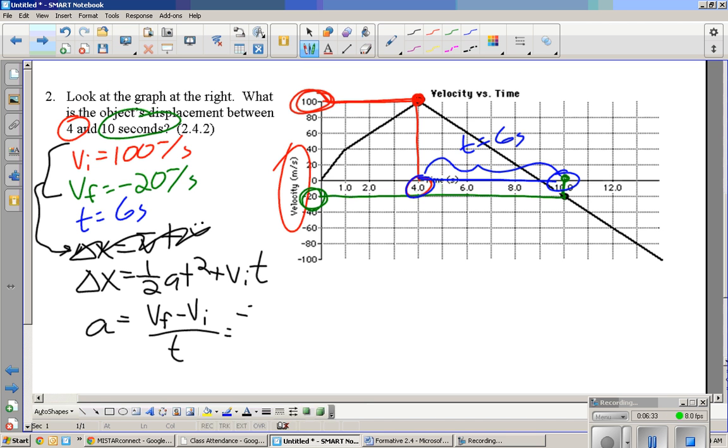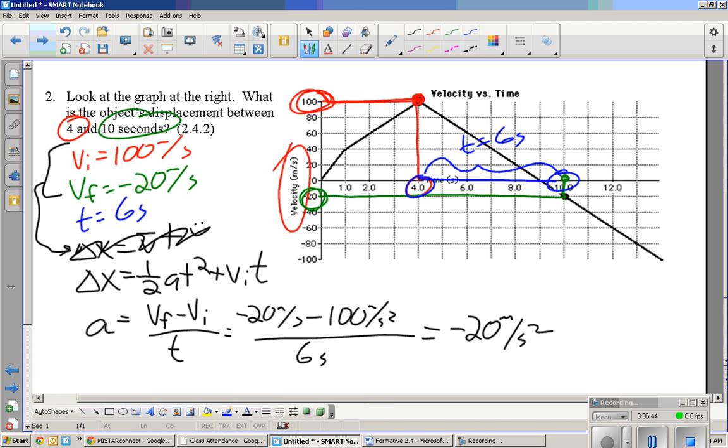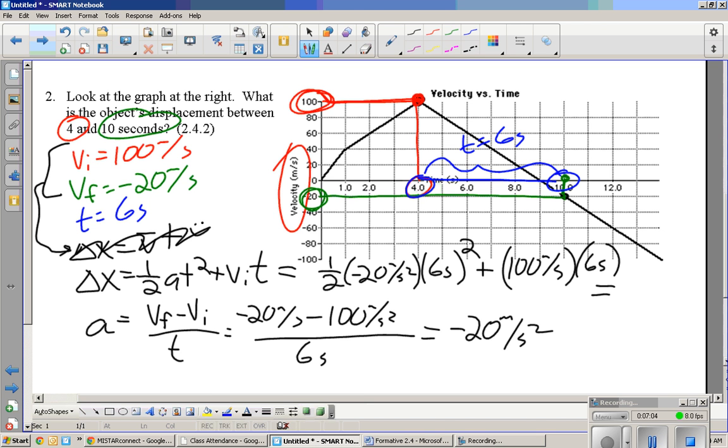So our VF is negative 20. Our VI is 100. Time is 6 seconds. Plug that into your calculator and you get negative 20 meters per second squared for your acceleration. And then you can plug it in here to find your displacement. So you get half of negative 20 meters a second squared times 6 seconds, and don't forget to square it, plus initial velocity, 100 meters a second, times time, 6 seconds. Plug it into your calculator and you get 240 meters.